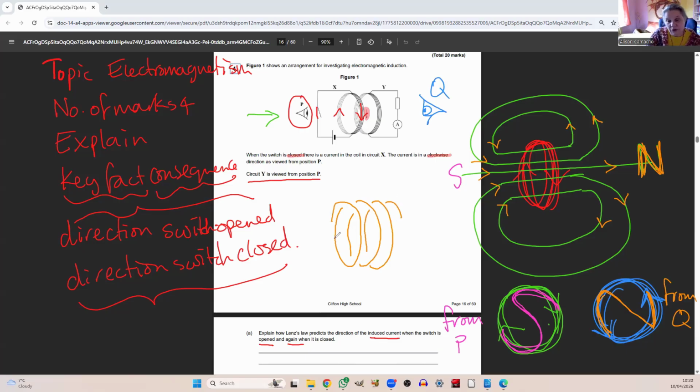And if I was to cut the coil in half like that and look at it from on top, I would end up with wires, and the current is going down this side and up this side. So it goes down this side and up this side. Right, so now I'm going to remove this.